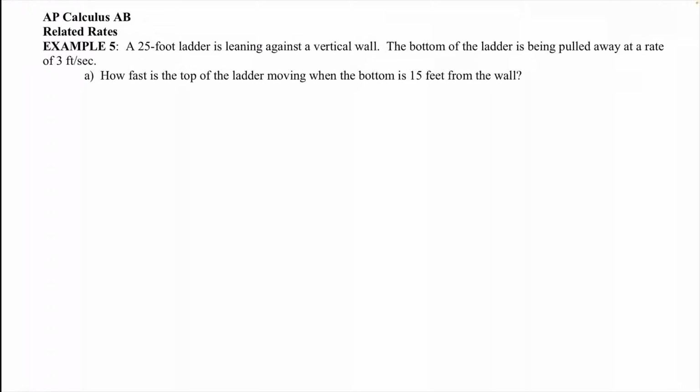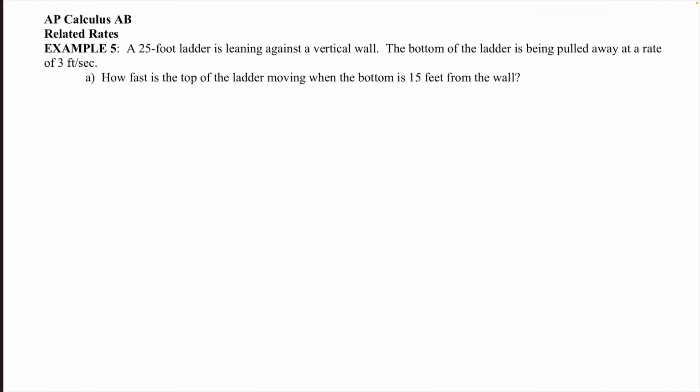Number 5's got 2 parts. Okay, so a 25-foot ladder. That's a pretty tall ladder. It doesn't get any longer or shorter; it's not one of those adjustable ones. It's just a 25-foot ladder leaning up against a vertical wall. The bottom of the ladder is being pulled away at a rate of 3 feet per second. Don't know why it's being pulled away, but it is. How fast is the top of the ladder moving when the bottom is 15 feet from the wall?